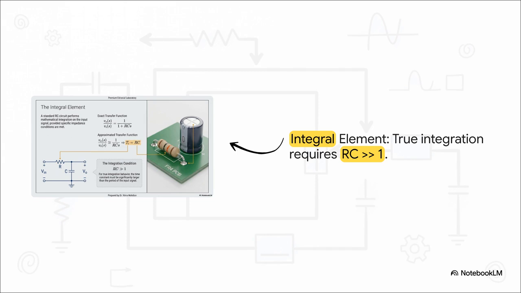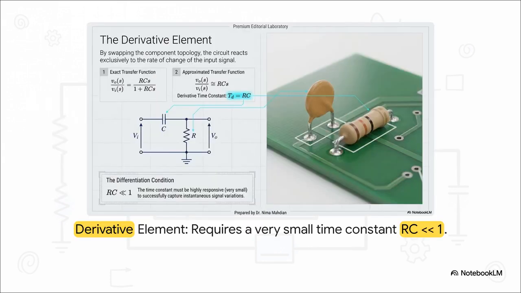Now, how do we jump from the exact function to the approximated one? Check out the integration condition box. RC must be significantly greater than 1. For this thing to exhibit true mathematical integration behavior, that time constant has to be way larger than the period of the input signal.